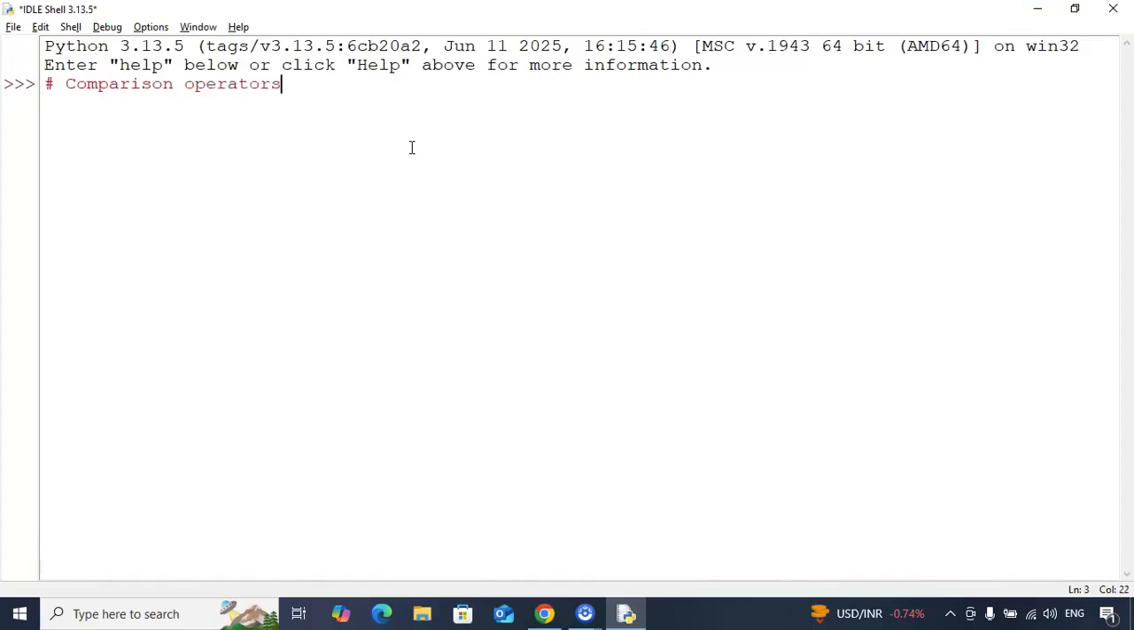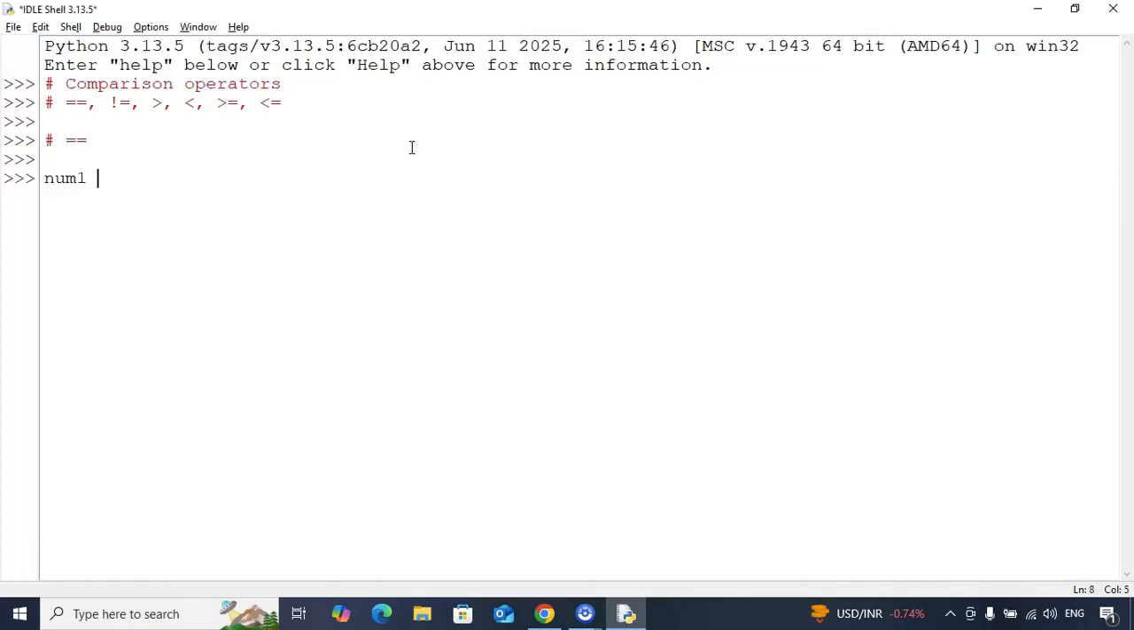As the name suggests, comparison operators are the operators that are used to compare certain entities. Mainly, they compare two operands or two values. The comparison operators are the equal to operator, not equal to, greater than, less than, greater than or equal to, and less than or equal to. We start with the double equal to operator, or equality operator.